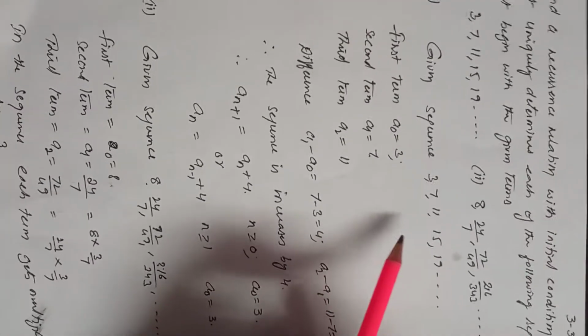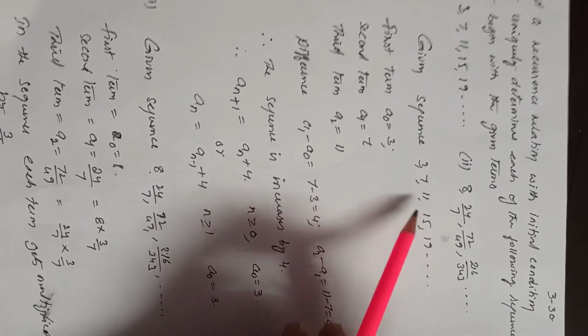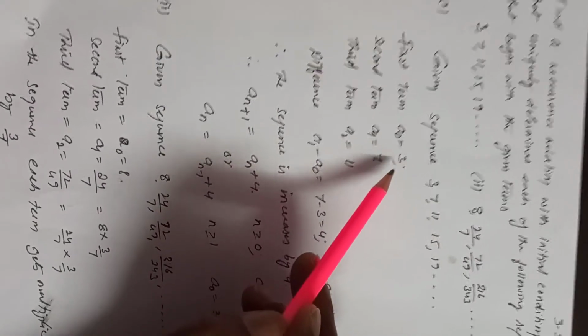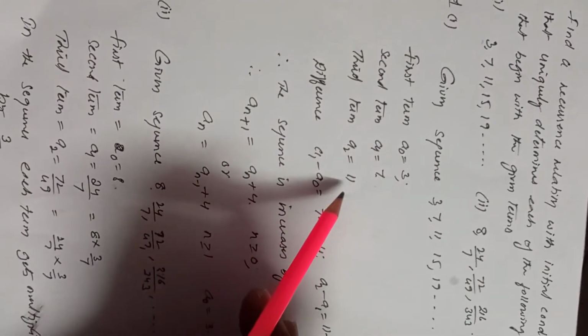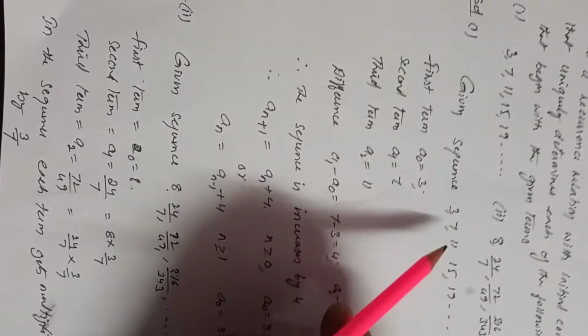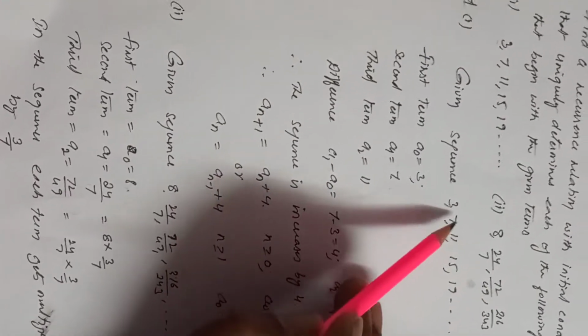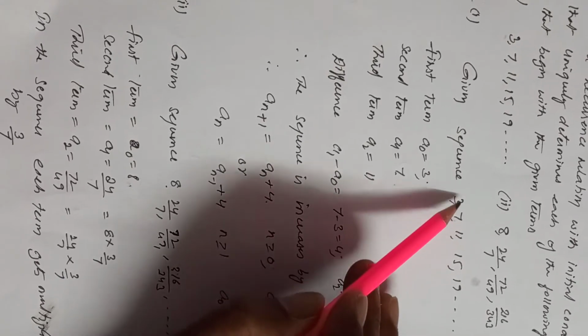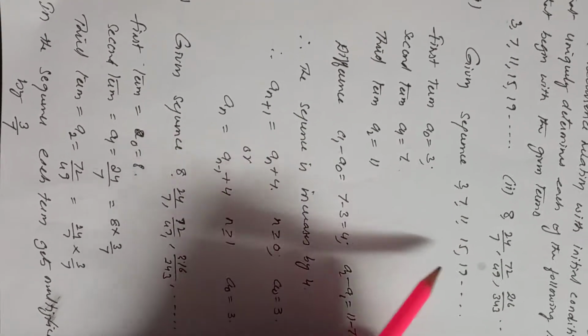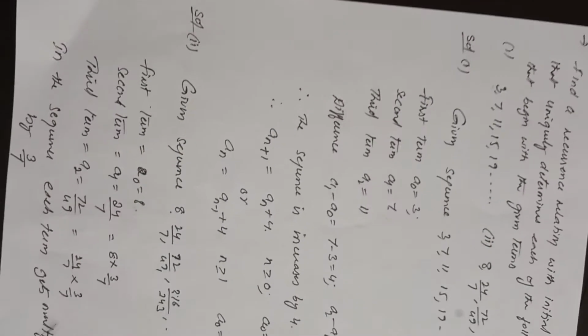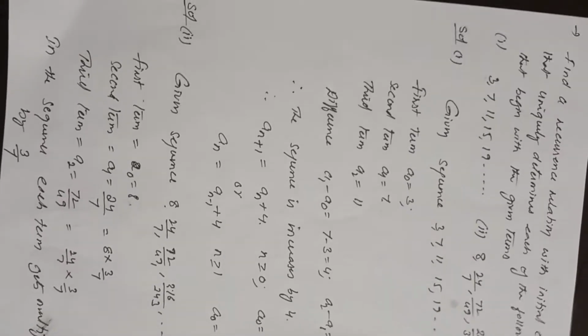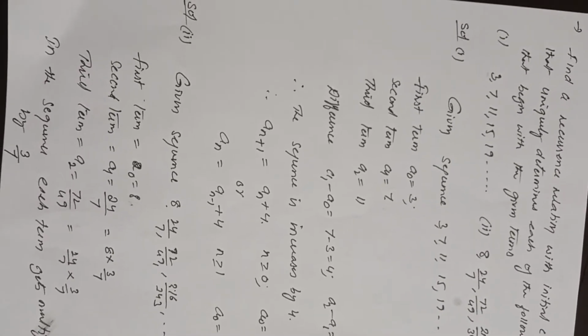Here the given sequence is 3, 7, 11, 15, 19 and so on. The first term is a_0 = 3. The second term is denoted by a_1 = 7. The third term is denoted by a_2 = 11. Now the common difference, this is in AP actually, right? Second term minus first term, 7 minus 3 is 4, 11 minus 7 is 4, 15 minus 11 is 4. Therefore the common difference is 4, so the sequence increases by 4.